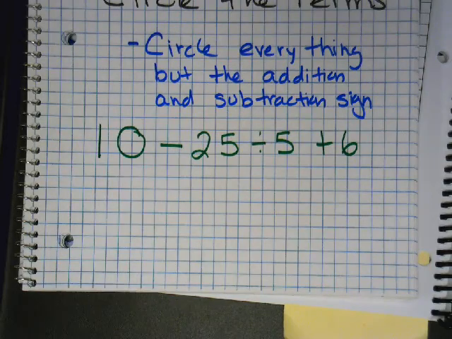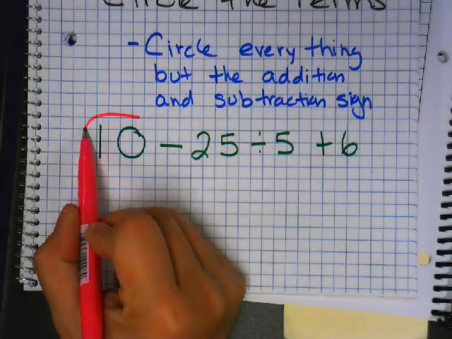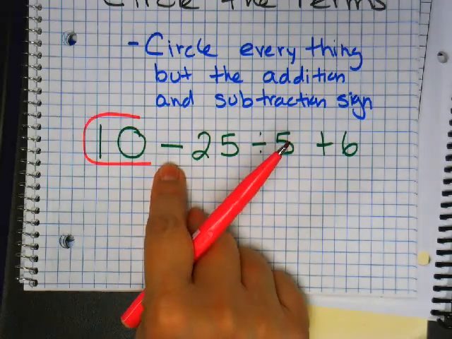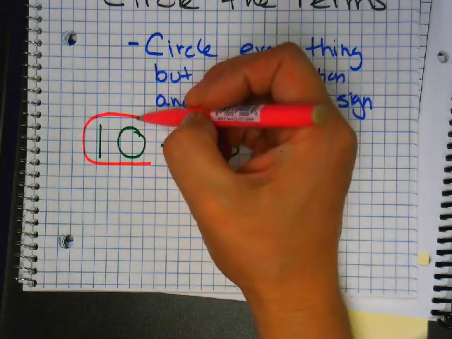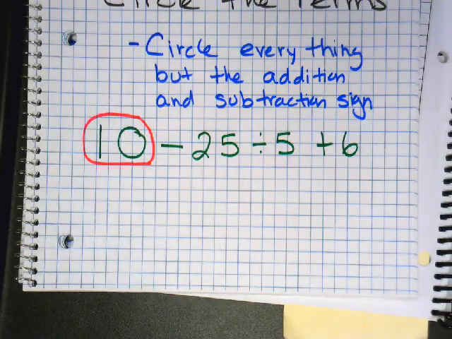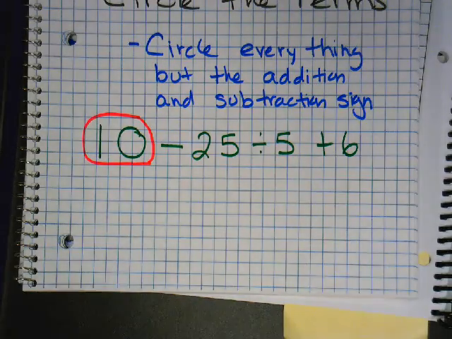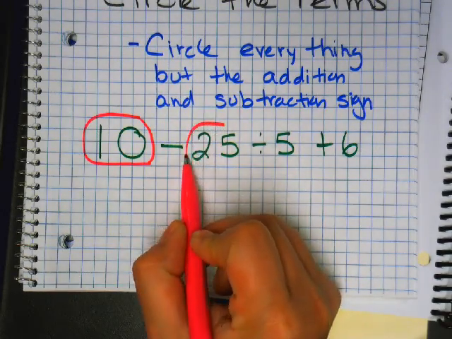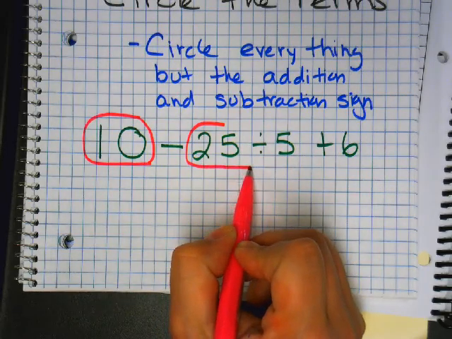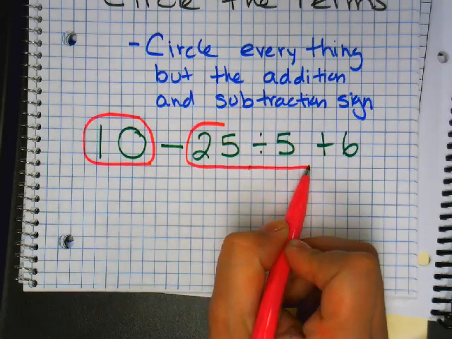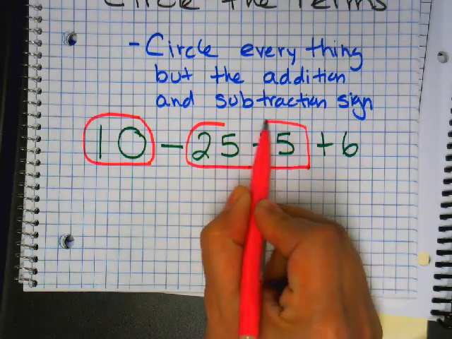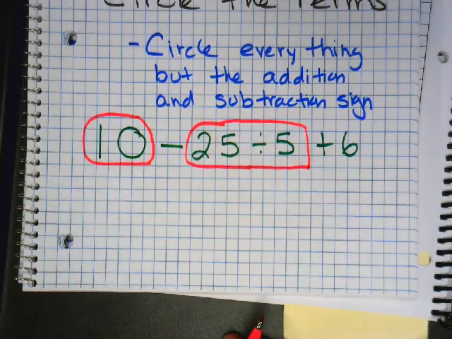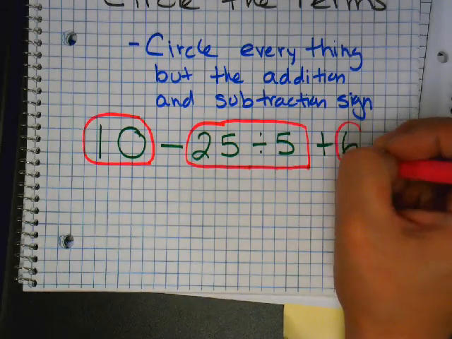Good job, Brianna. Circle everything but the addition and subtraction sign. What does that mean? We're going to do circles. So I start circling the first number. Am I going to include the subtraction sign? No. We're going to leave it outside the circle, the circle of trust. Then I'm going to start a new circle with the 25. Do I circle the division? Yes, keep circling. Now I see an addition sign, so I stop circling. And then I circle the 6.